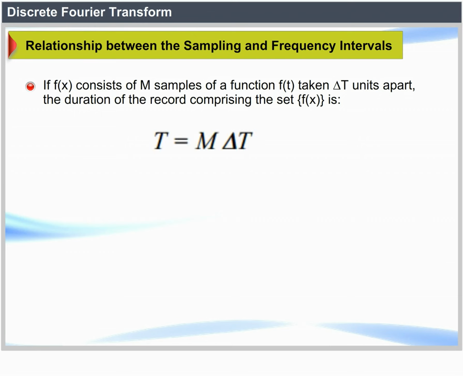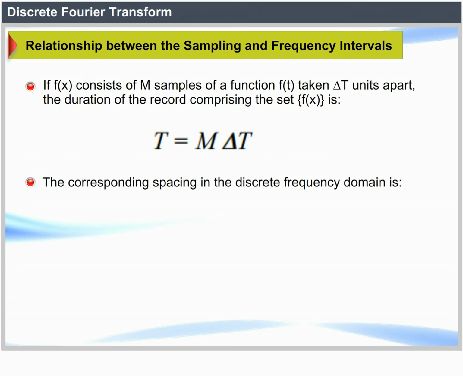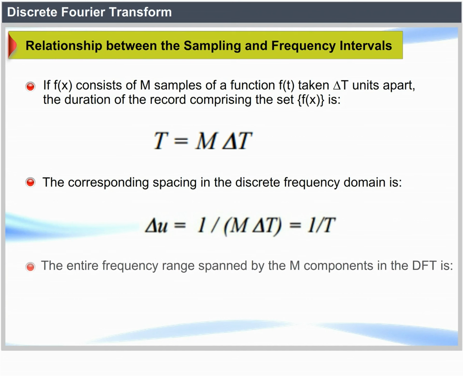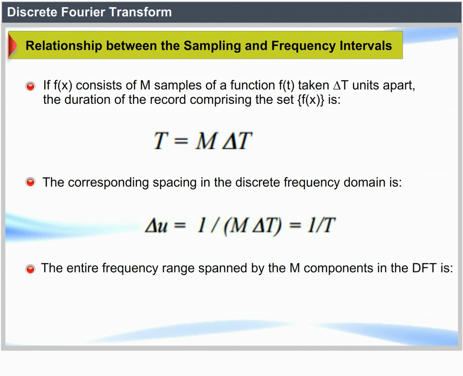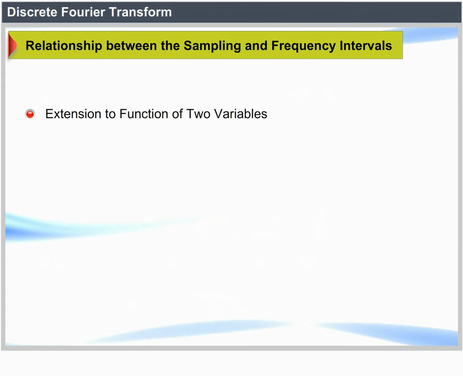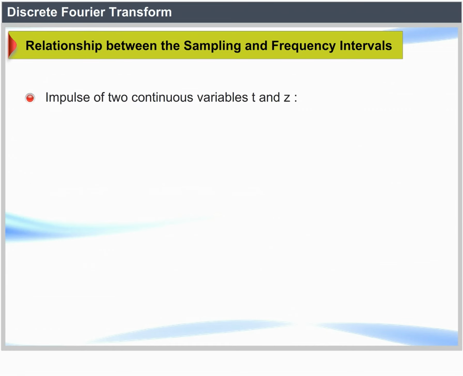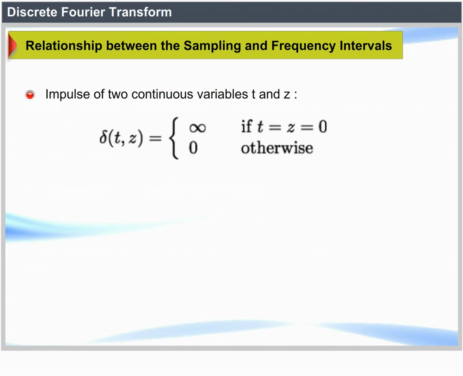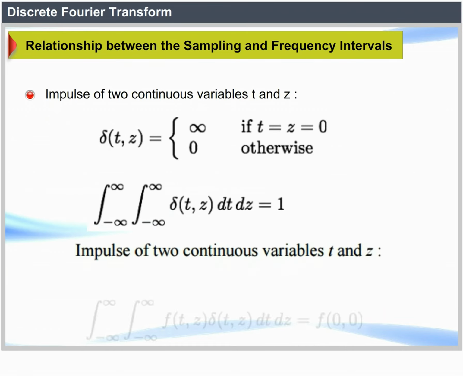The 2D impulse and its shifting property. Impulse of two continuous variables t and z. The representation is as shown on screen. The 2D impulse and its shifting property. The equations can be seen on the screen. Extension to functions of two variables, the 2D impulse and its shifting property. The 2D discrete impulse equation is shown on the screen. Shifting property. The equation is as shown on the screen.